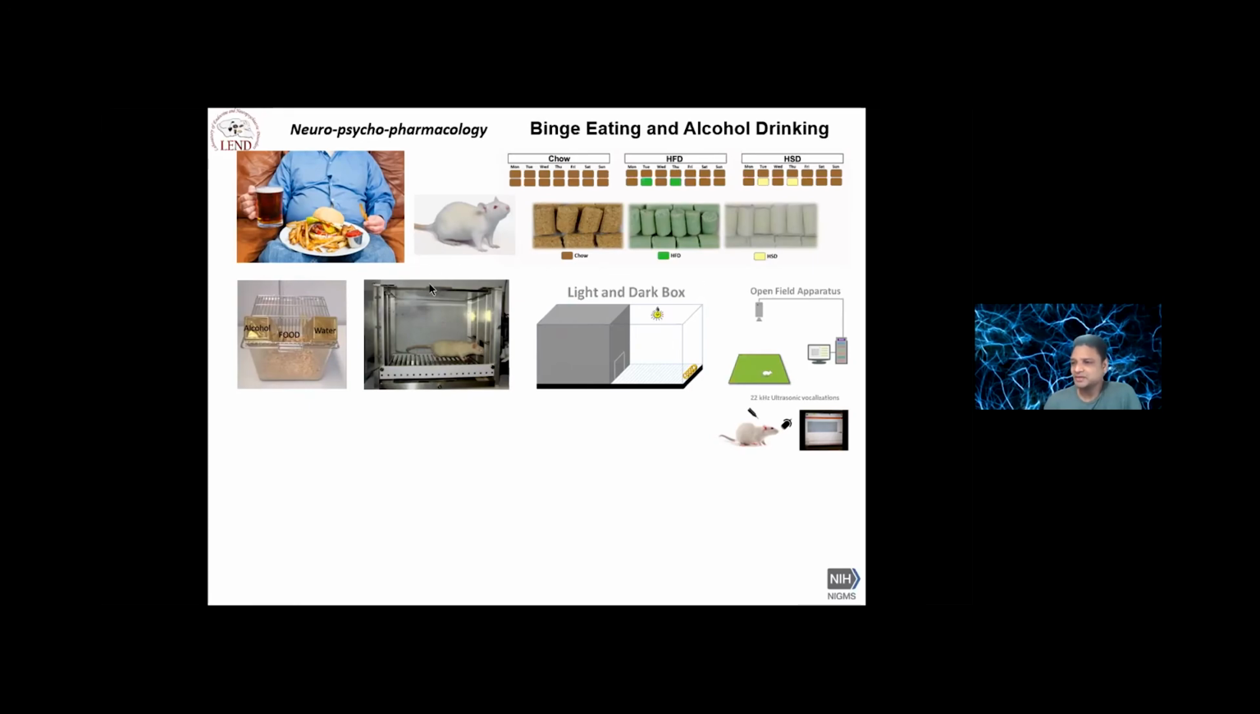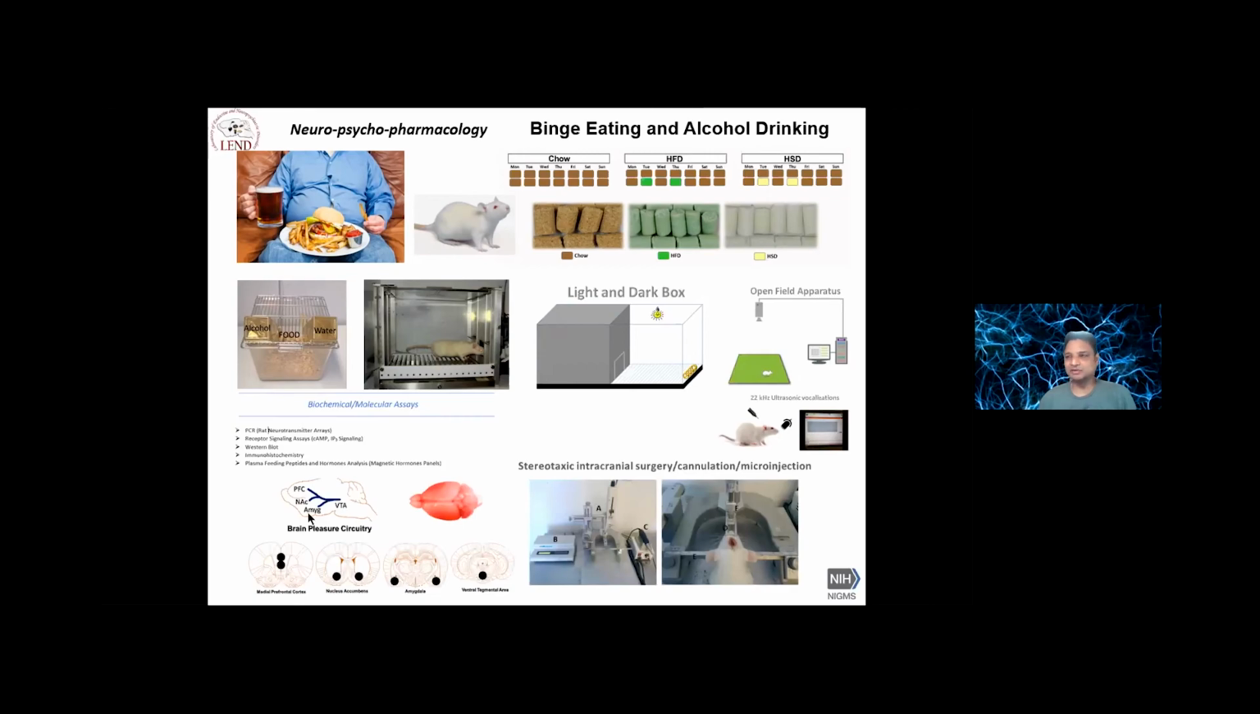So after the behavior, we do a lot of biochemical and molecular assays: neurotransmitter analysis, PCR, Western blot, signaling, immunohistochemistry, and different hormone analysis. So this is just the biochemical part of the assays. At this point, what we know is the behavior is changed, and there are certain things in the body that are changed. And then we look at the brain level. I remember I told you about neuro. So we look at how the brain is modulated.